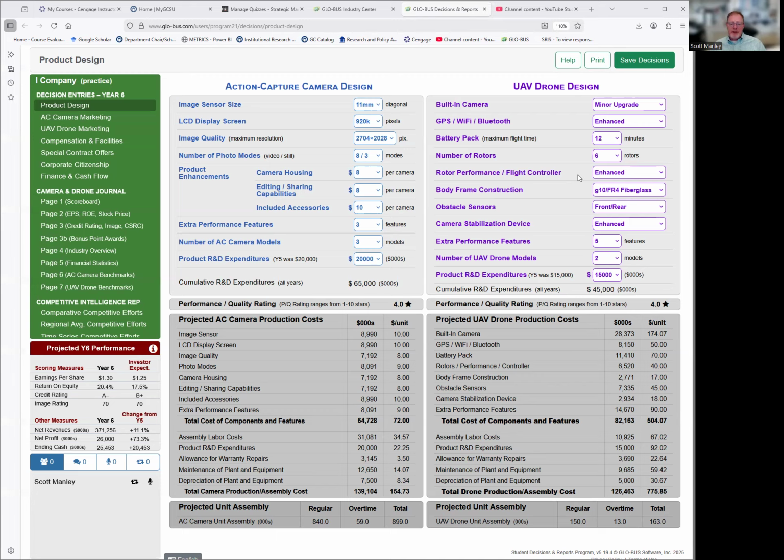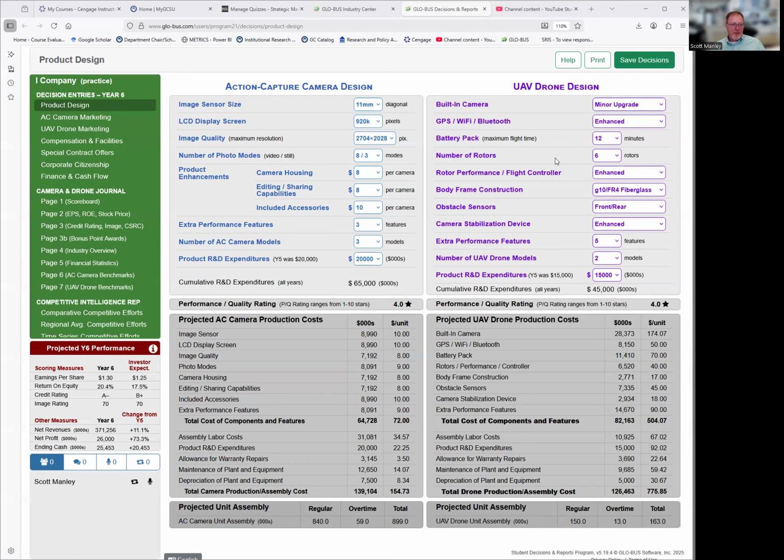So I'm going to implement that cost leadership strategy, making those decisions only on the action capture camera and only concerned with marketing that action capture camera. So keep in mind, this has to do with the 4 Ps of marketing: product, price, place, and promotion. And it's going to help us to make better decisions.